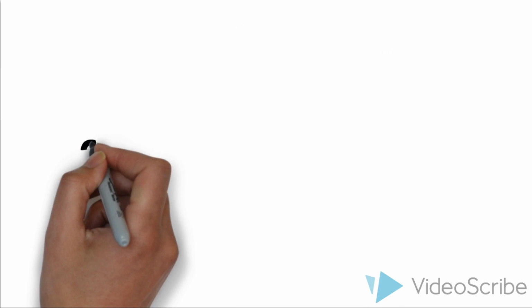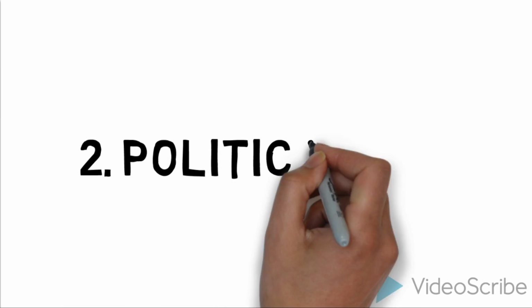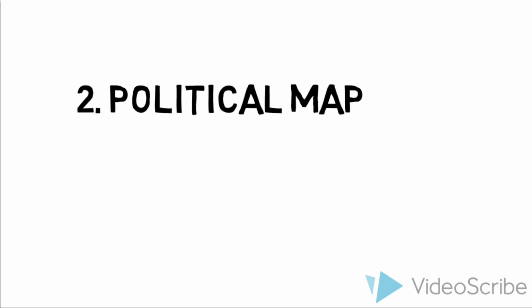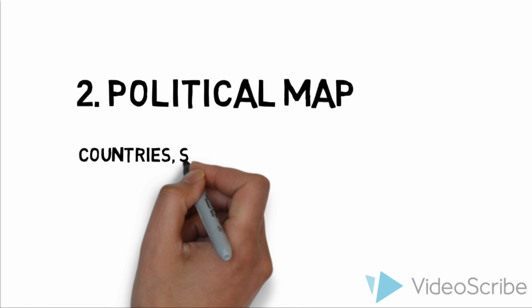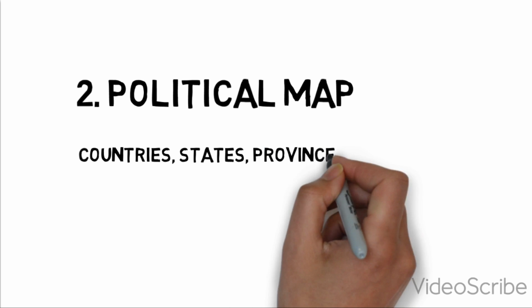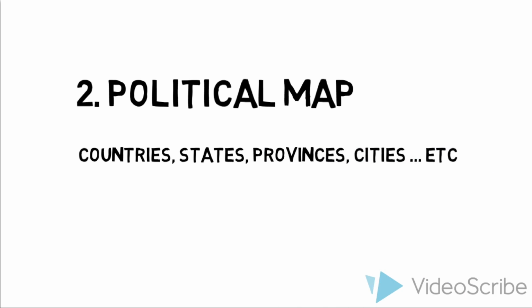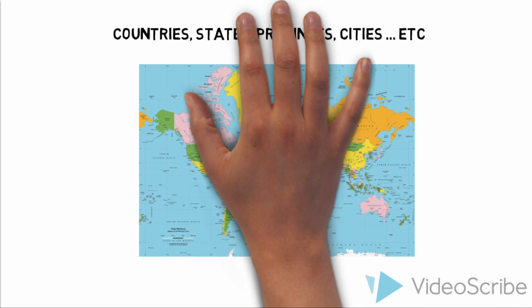The second type of map is called a political map. A political map shows a world's political units including countries, states, provinces, cities, and more. The different colors on the regions of the map show the man-made divisions on lands.